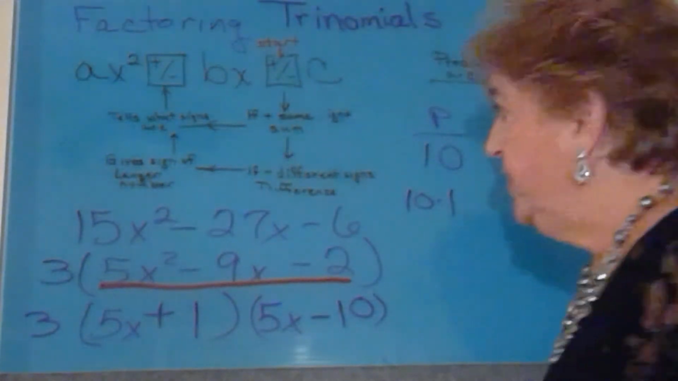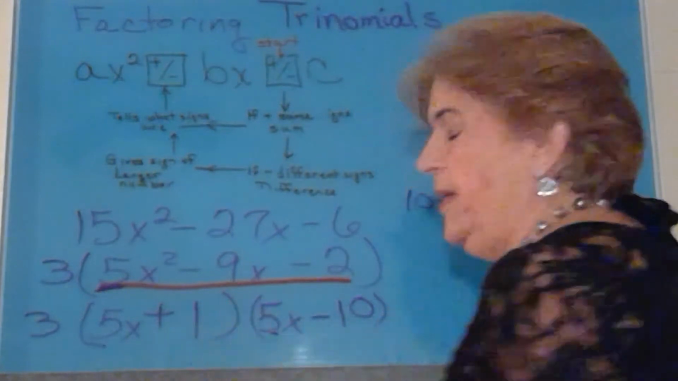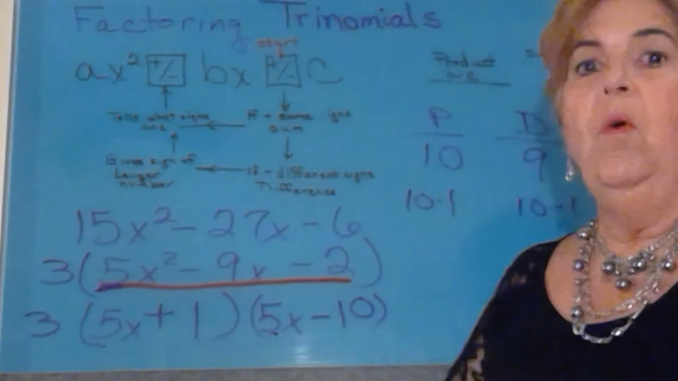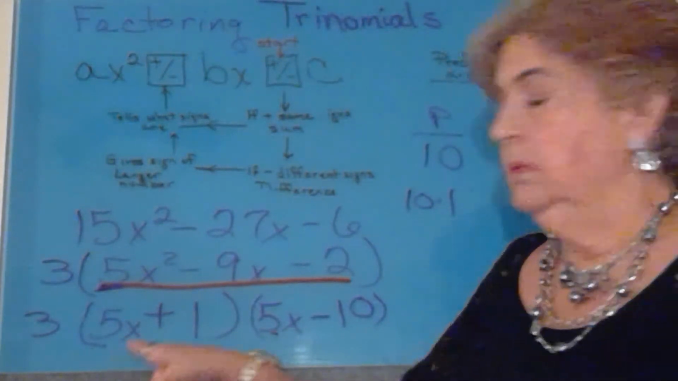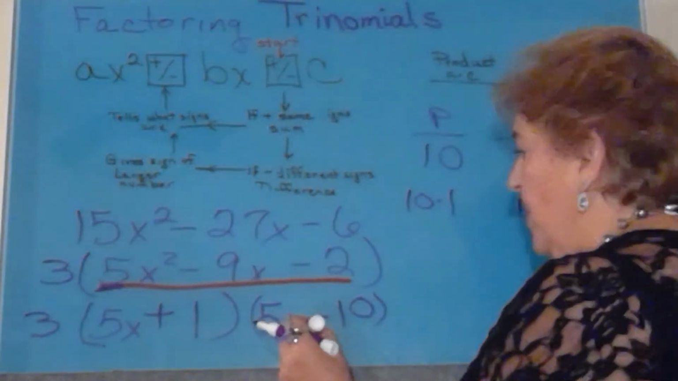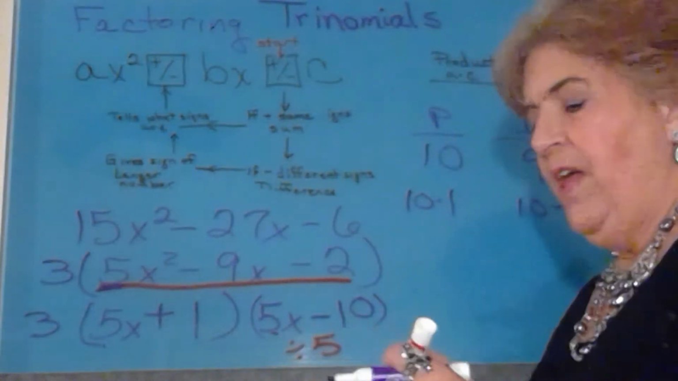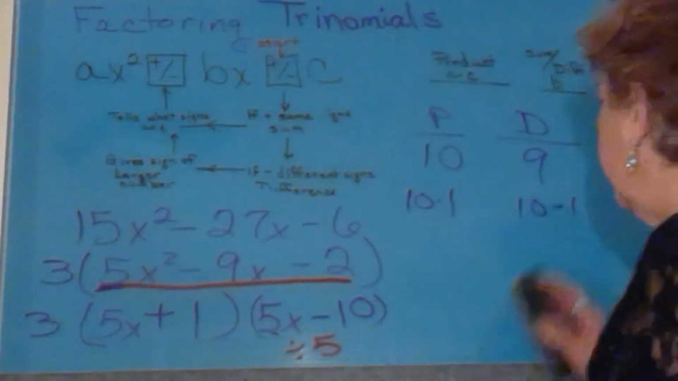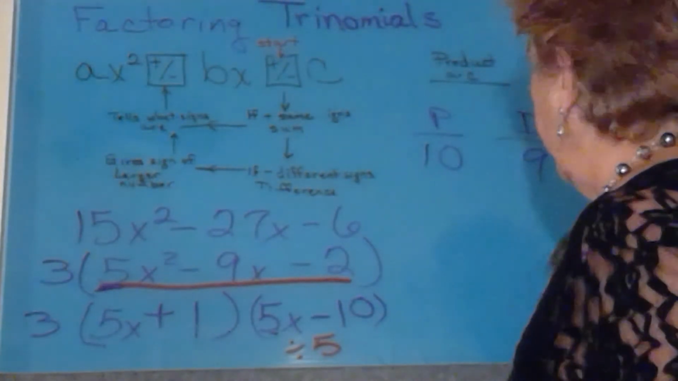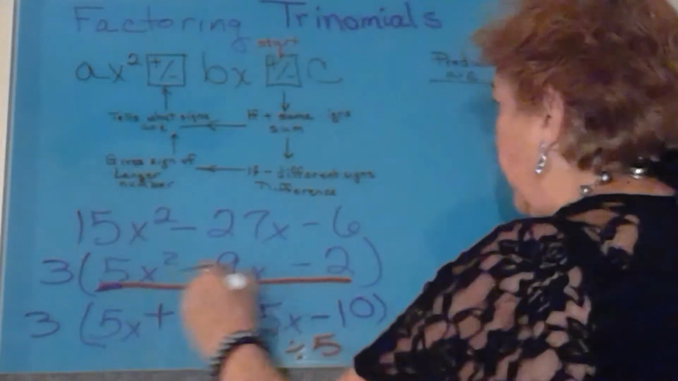Now, I still have this 5 that I introduced that has to be divided out. Where can I divide it out? Well, it won't come out of this factor. It will come out of this factor. Now, I've had students who have forgotten this last step. That's a very important step. You cannot forget to take that out at the end.